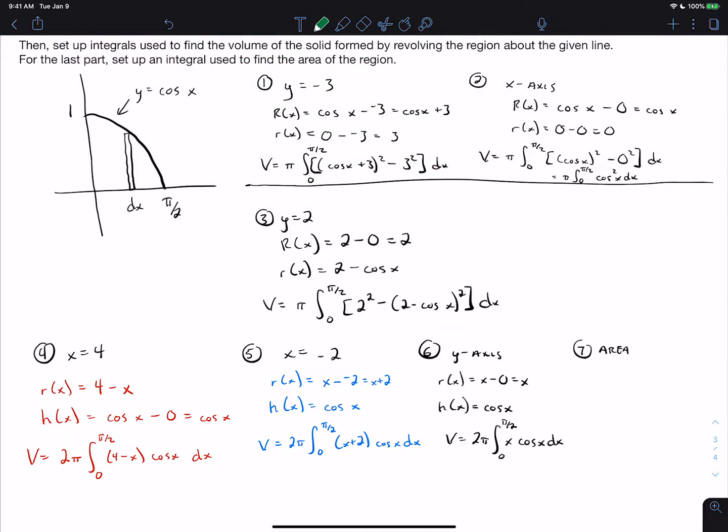The area of the region is just the integral of the height times dx. The height is cosine x. So area is the integral of cosine x dx from 0 to pi over 2.